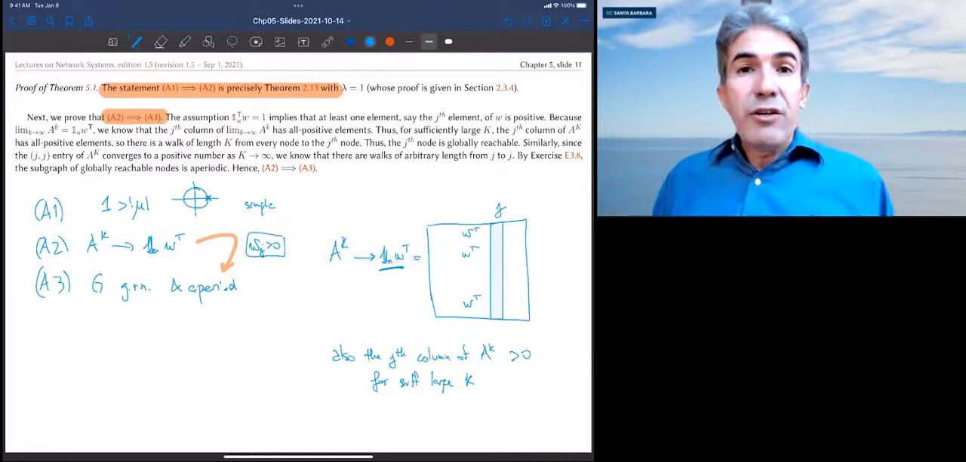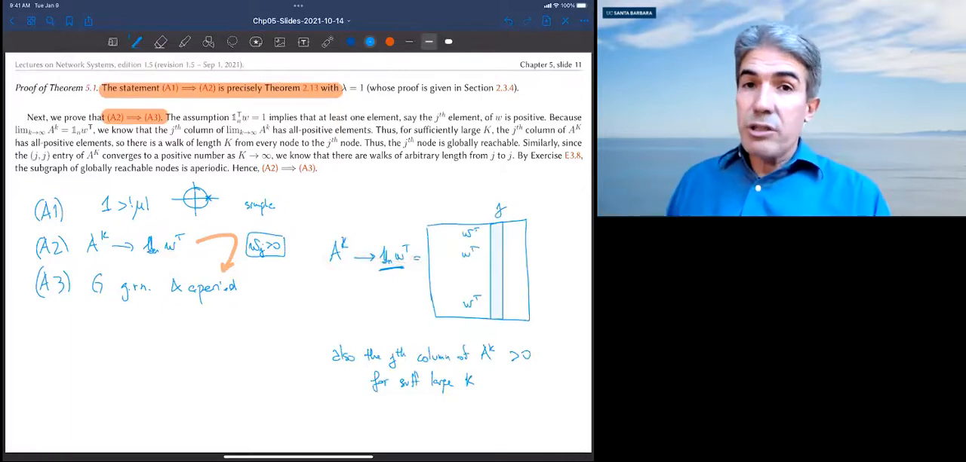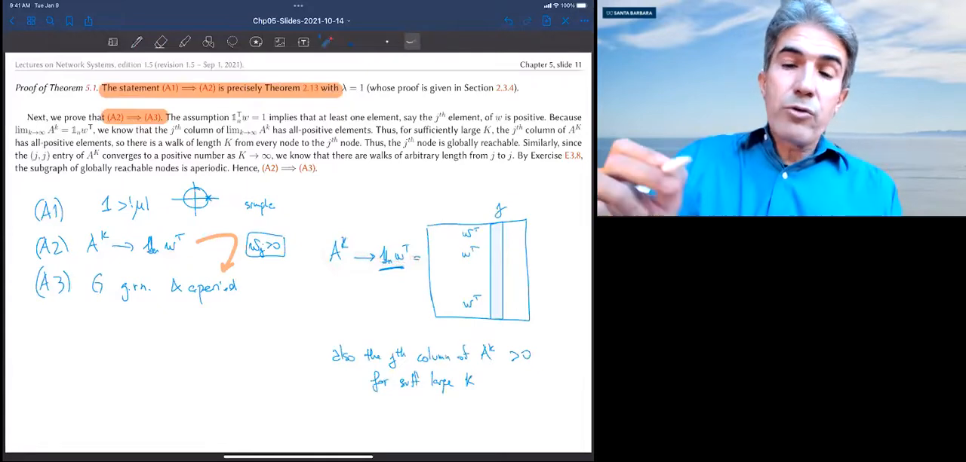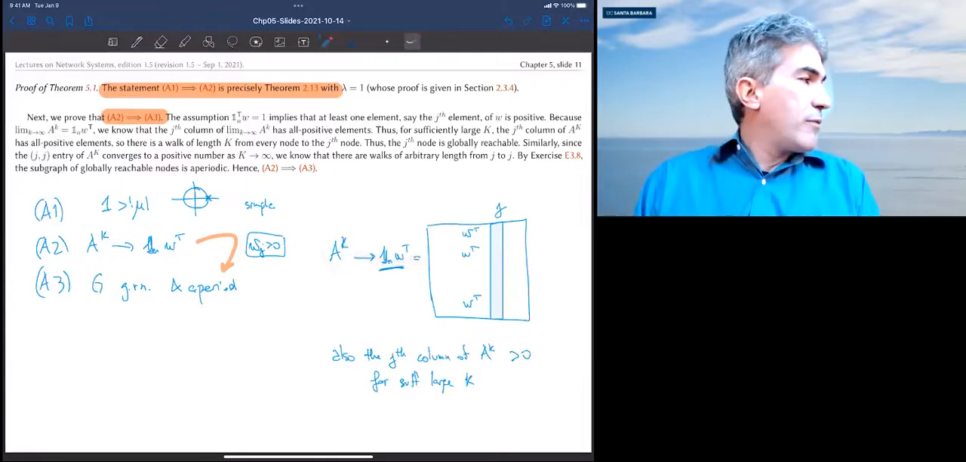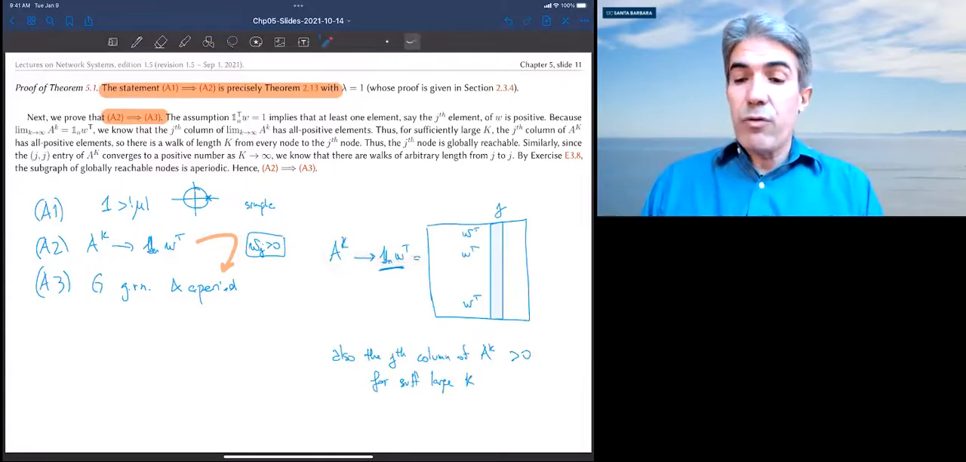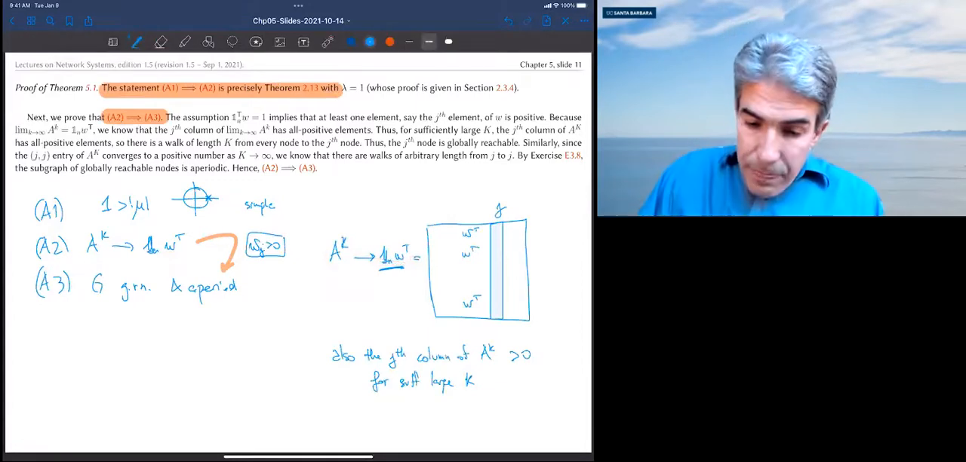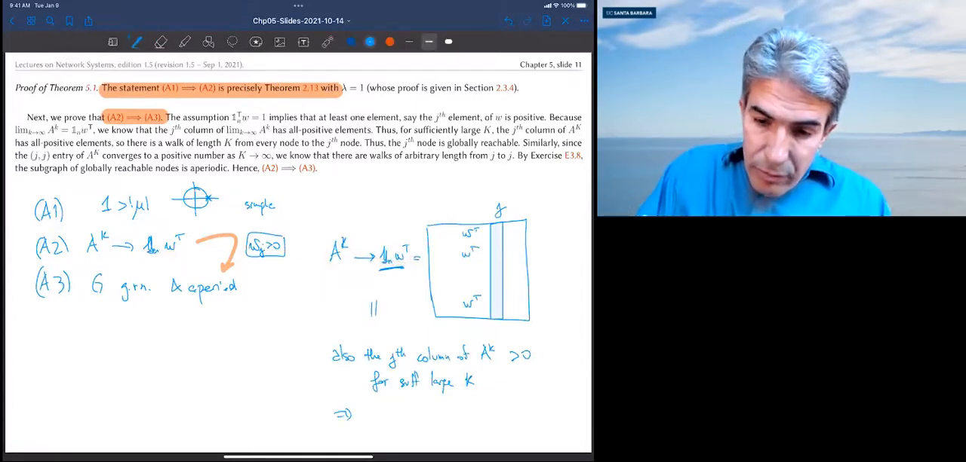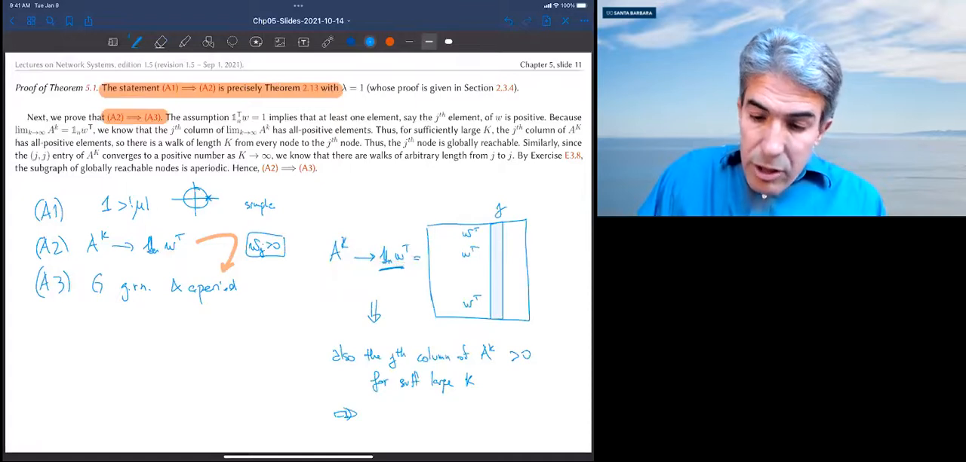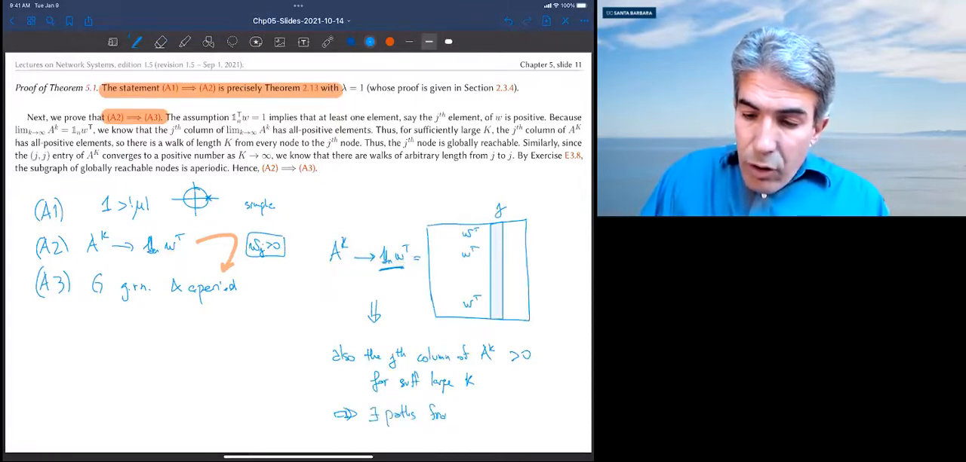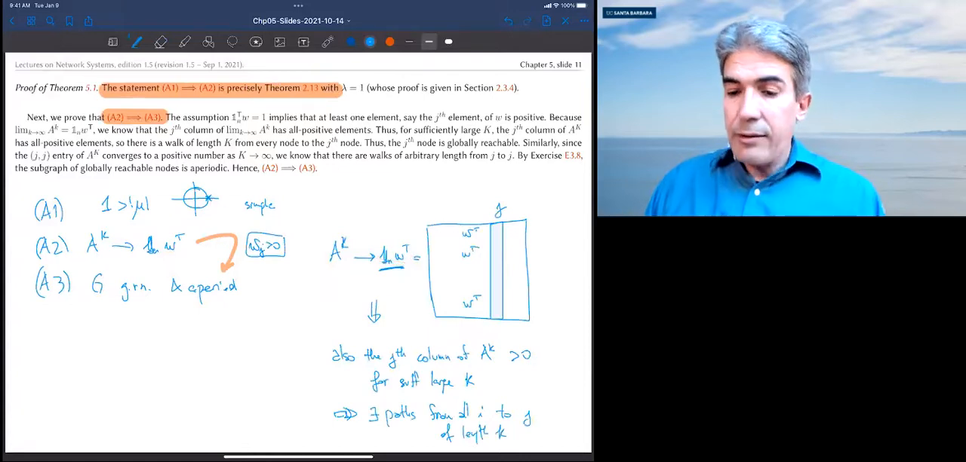That means if that column is positive, now we're using that fundamental lemma in chapter 4. But this means that, so this was the first implication, here's the second implication: there exist paths from all i to j of that length k.